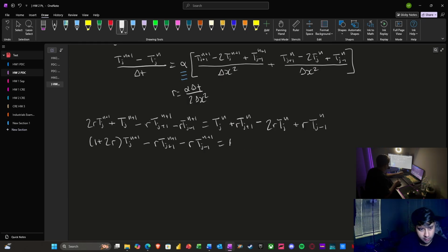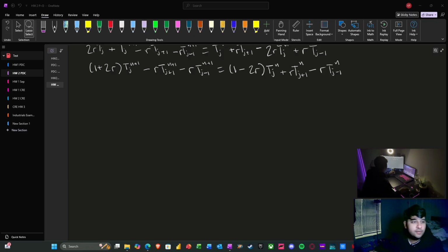Actually, this would be 1 minus 2R times T_j^n because of these two similar values, plus R T_(j+1)^n minus R T_(j-1)^n. Yep.